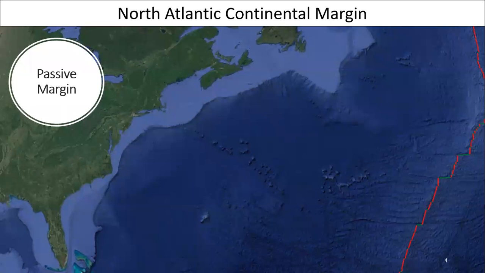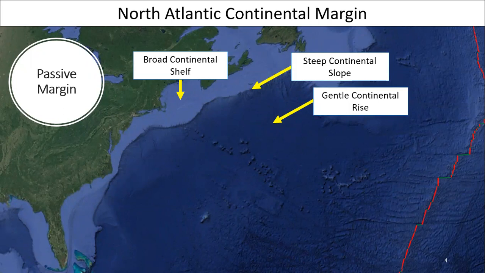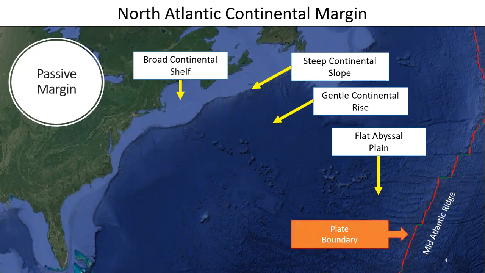A passive margin is visible along the eastern United States, all the way from the Gulf Coast to the North Atlantic. A bathymetric map of the coastline shows that key characteristics of a passive margin include, again, a broad continental shelf, then a steep continental slope, followed by a gentle continental rise, and finally a flat abyssal plain. But most importantly, notice that there is no active plate boundary along the eastern United States. The closest active plate boundary is the Mid-Atlantic Ridge.